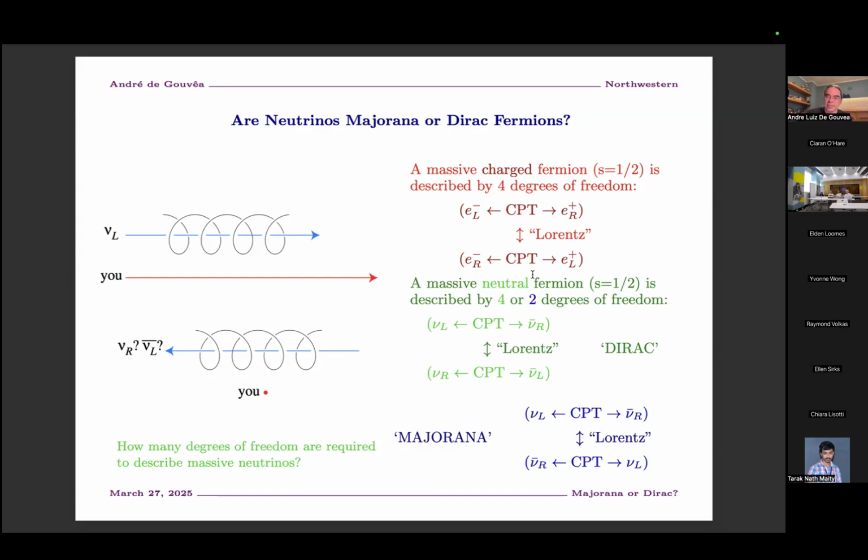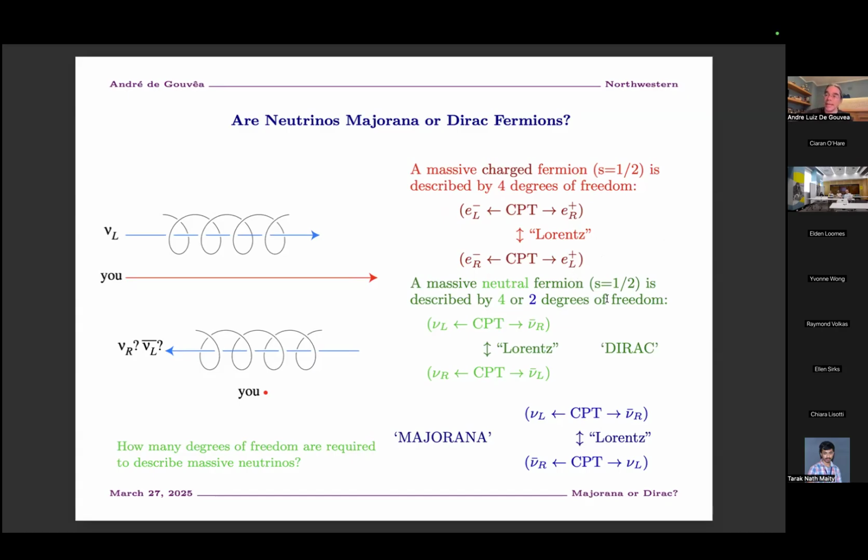Of course, the CPT theorem tells you that if you have a right-handed electron, there must also be a left-handed positron. So if you count degrees of freedom, the electron tells you that there are 4 different degrees of freedom associated to this particle.